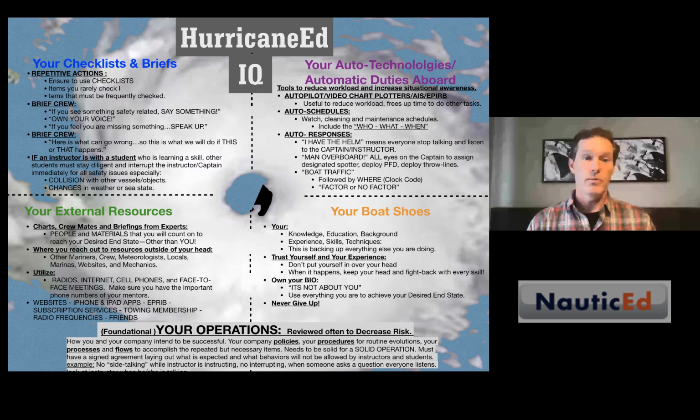The last quadrant we have is your boat shoes. This is about you. You have knowledge. You have an education. You have a background, and you need to own that. We talked about that before, owning your biome. You have your experience, your skills, and your techniques. This is backing up everything that you're doing.